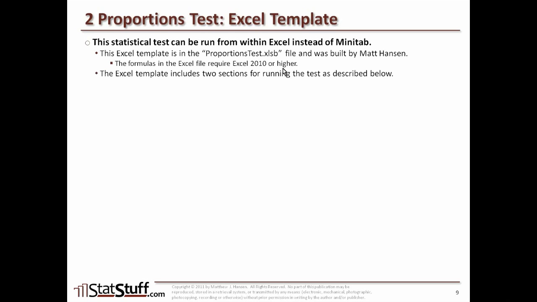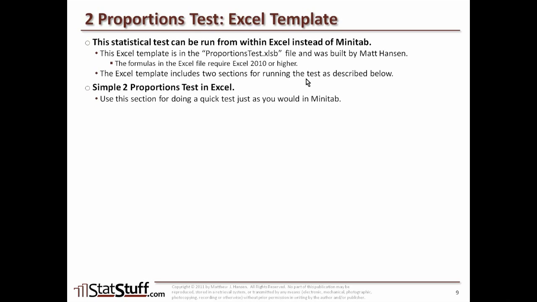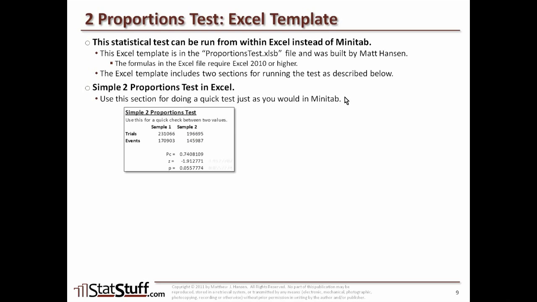So the template that I built for this is actually in two different sections. The first section is going to be a simple two proportions test in Excel. And what this is designed to do is just do a real quick test, that same kind of test you would actually run with Minitab. So it's really similar in the language and the layout that you would have in Minitab, but again it's allowing you to run it from within Excel. This is what that section looks like. It's towards the top of the form.